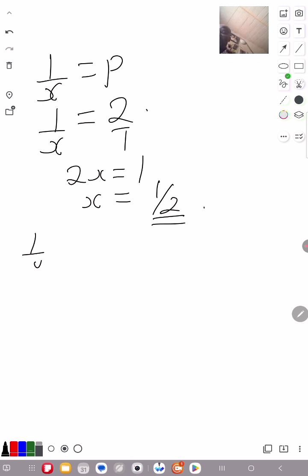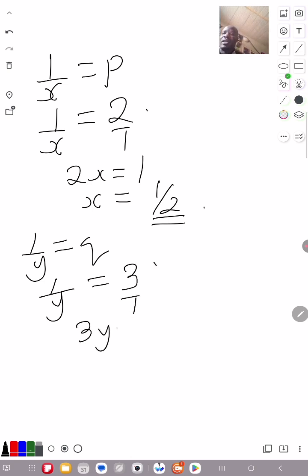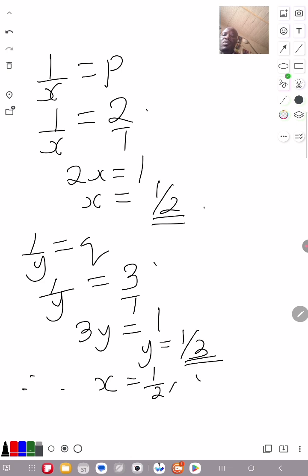Also, 1 over y is equals to q. So 1 over y is equals to 3, as I got 3 for q. If you cross multiply also, 3y is equals to 1. So y is equals to 1 over 3. So therefore, x is equals to 1 over 2, y is equals to 1 over 3. It's as simple as that.